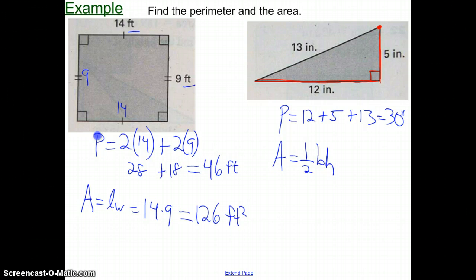Because 12 is a side length, and because that side of 5 is perpendicular to the base of 12, there's my height. So the area is 1/2 times the base of 12 times the height of 5. So half of 12 is 6 times 5. We have an area of 30, but now this is an area, so inches times inches is inches squared. Okay.